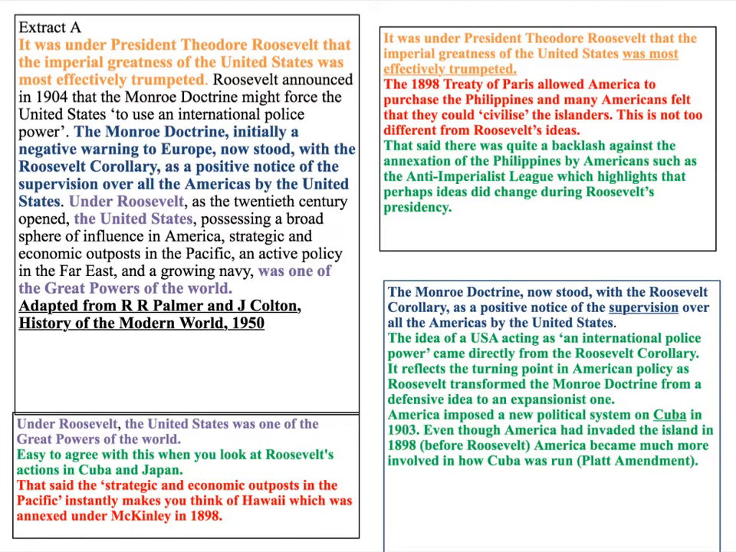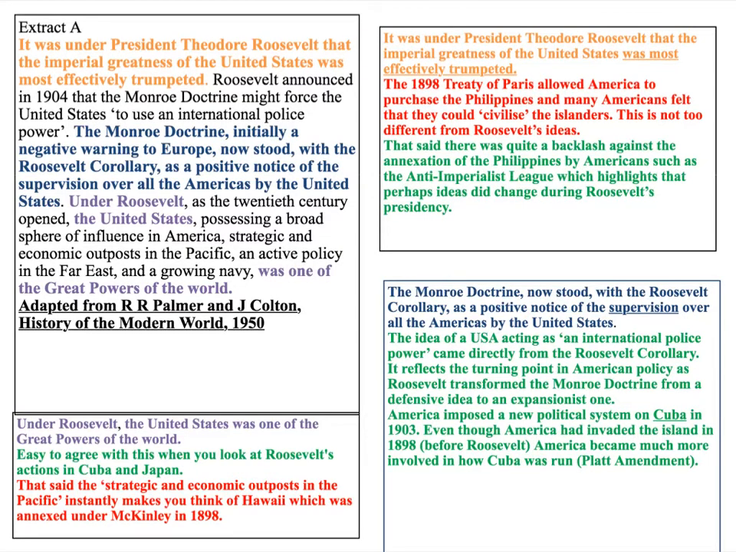But I've kind of contradicted that to start off with, because in 1898 the Treaty of Paris allowed America to purchase the Philippines. Many Americans thought the reason for doing that was a few reasons, but one of them was to civilize the islanders, make them Christian and make them more American. And that does sound very similar to what Roosevelt was trying to do.